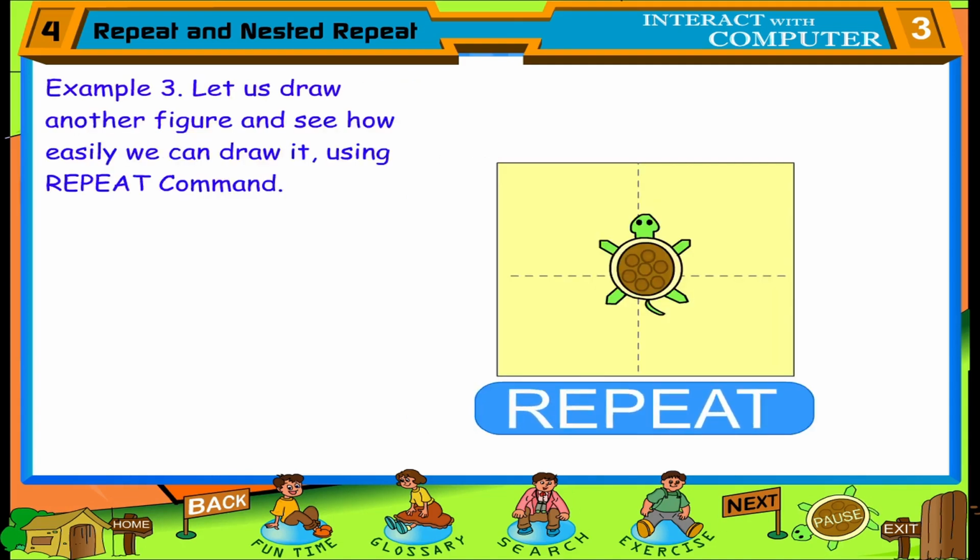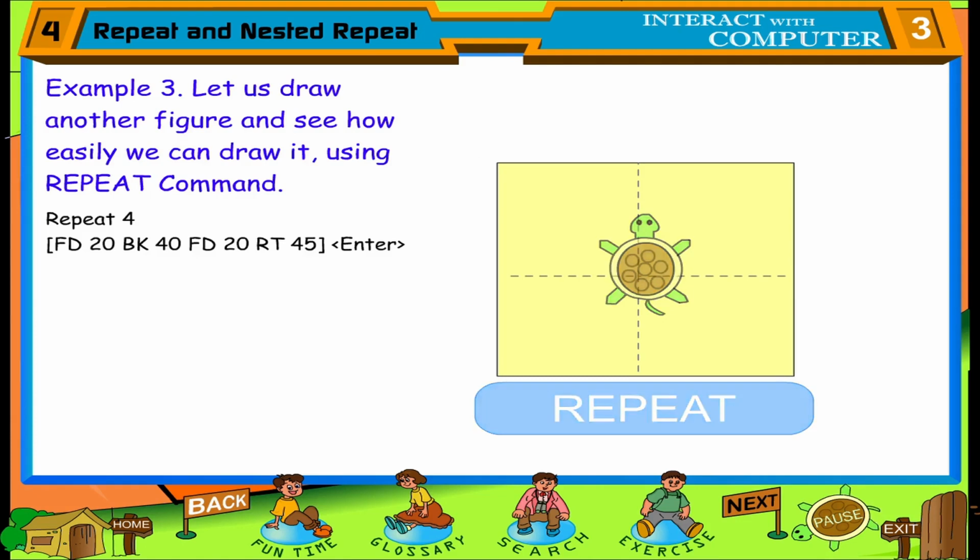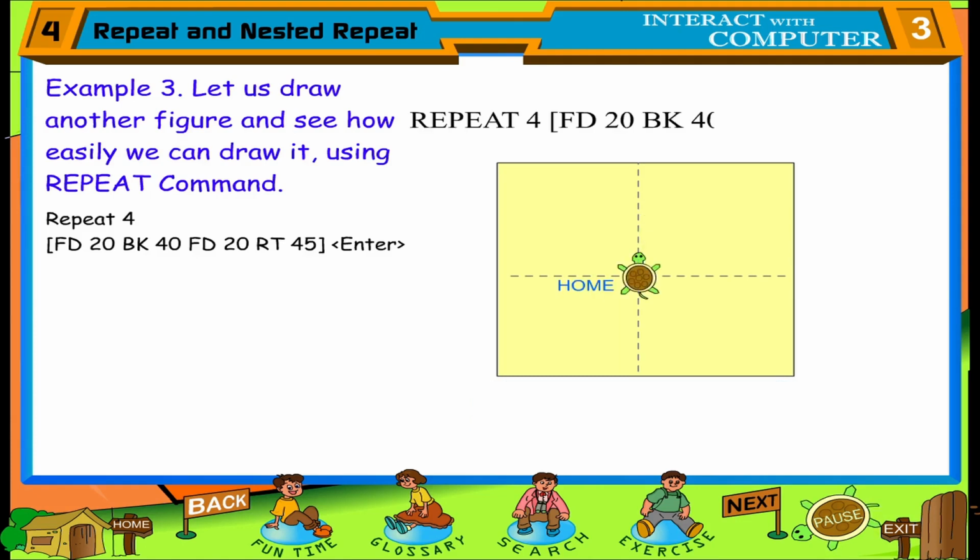Example 3. Let us draw another figure and see how easily we can draw it using the repeat command. Repeat 4 and in a bracket FD20, BK40, FD20, RT45. Enter.